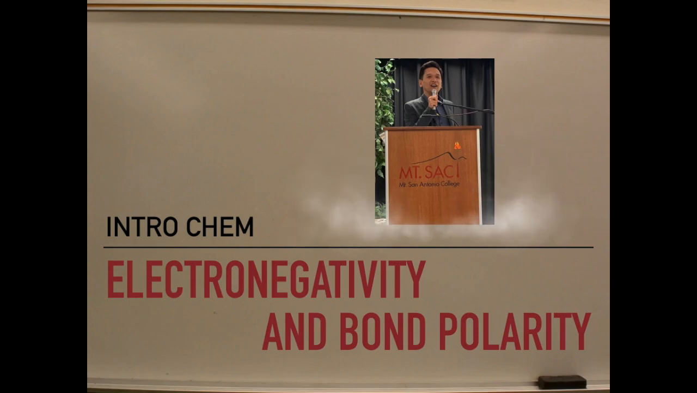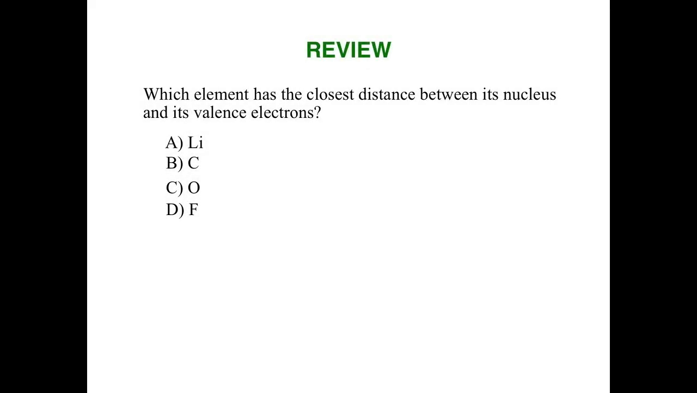On to the next topic, let's have a review. Which element has the closest distance between its nucleus and its valence electrons? Another way of asking this is, which is the smallest element? So good if you said the smallest element was fluorine, because it is most to the right and most to the top, therefore it is the smallest element.